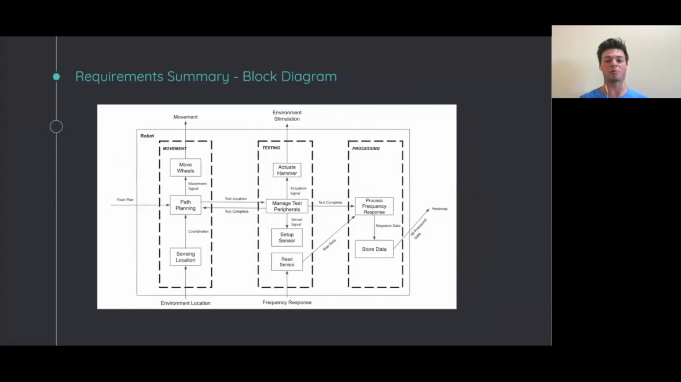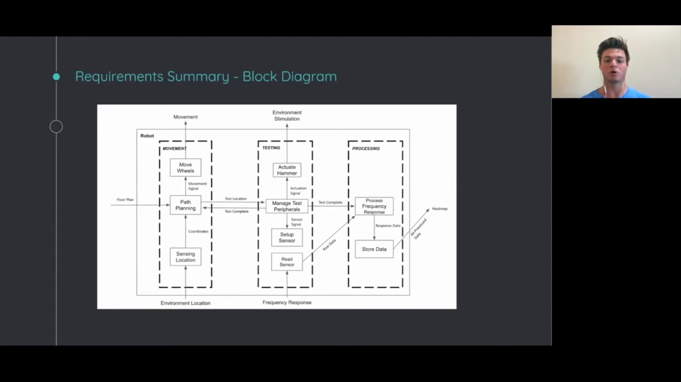Finally, we can use these target parameters to create a block diagram that defines how we want the robotic system to operate in order to properly perform the impulse response test and offer our clients an initial understanding of the possible sources of failure in the concrete structure. The robot is defined as the overall system and is further divided into three subsections or blocks called movement, testing, and processing. These blocks are further divided into other blocks with arrows indicating how each of these blocks interact with one another.